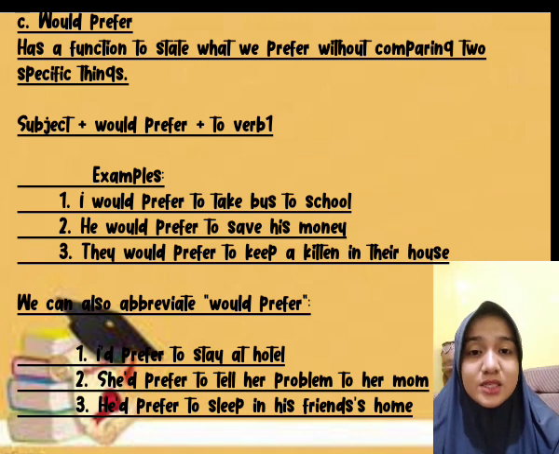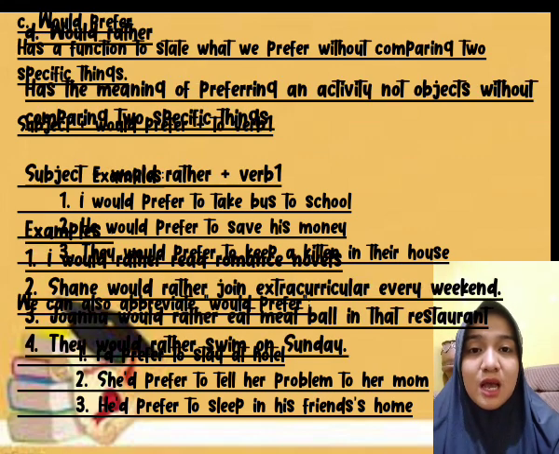So we can also abbreviate would prefer. The first is I'd prefer to stay at a hotel. 2. Said prefer to tell her problem to her mom. 3. He'd prefer to sleep in his friend's home.